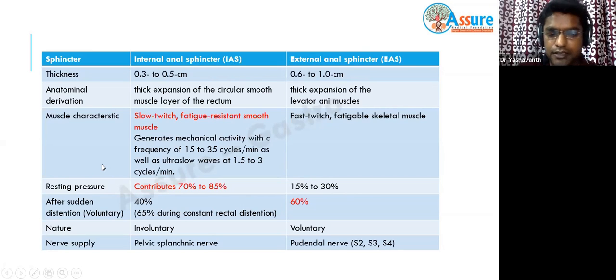At rest, the majority of the pressure is from the internal anal sphincter, which accounts for nearly 80%, whereas in voluntary squeeze it accounts for only 40%. But if you try to hold it for a longer time, the internal anal sphincter overtakes because the external anal sphincter gets fatigued. The internal anal sphincter is involuntary, as the name suggests, whereas the external is voluntary and is supplied by the pudendal nerve.